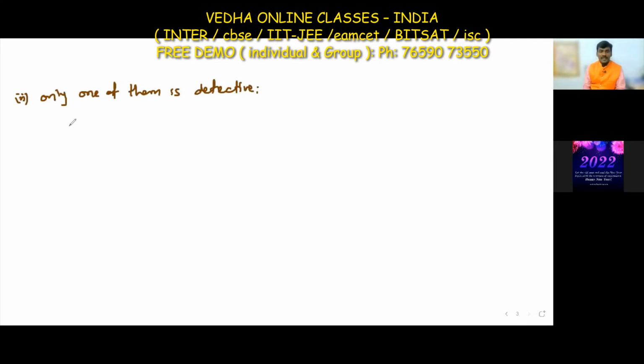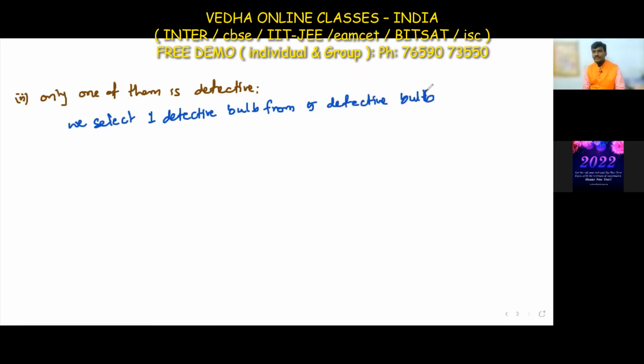So we select one defective bulb from the 5 defective bulbs, and the remaining 4, since in total we have to select 5 bulbs, right? So the remaining 4 bulbs are non-defective.